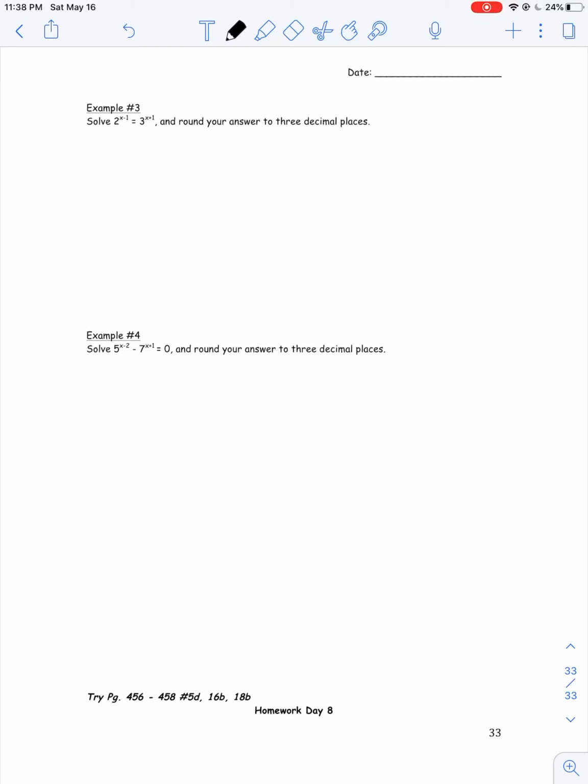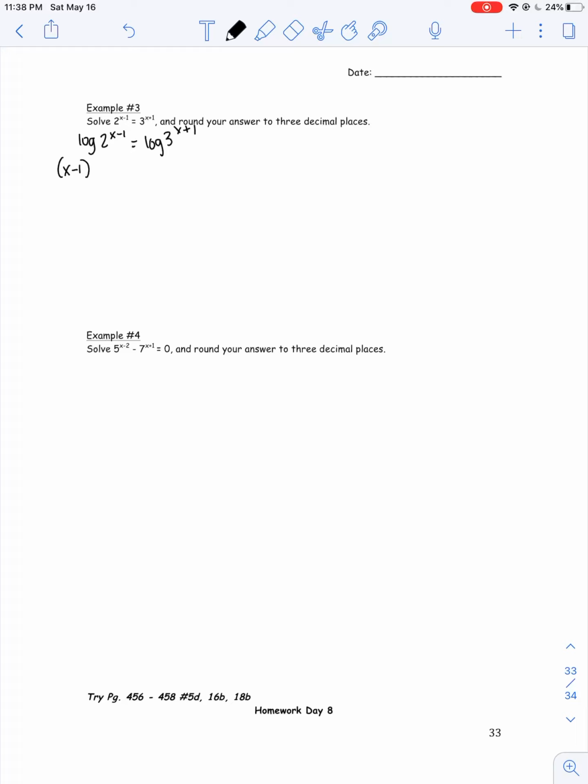Example number 3, we have to solve this. So these ones are a little bit more work. The reason being is that there are exponents on both sides of the equation. So in example number 3, you can see that we have 2 to the power of x minus 1 equals 3 to the power of x plus 1. So what we want to do is, just like in the previous question, we want to put log on both sides first.